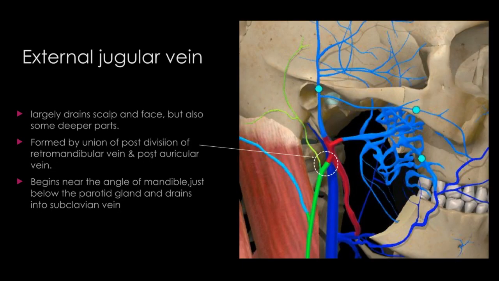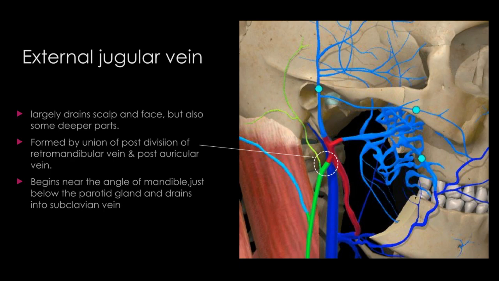The external jugular vein drains a large area of the scalp. With the whole veins over here, everything is coming and draining into the external jugular vein. The external jugular vein, as I told earlier, is formed by the union of the posterior division of the retromandibular vein, as well as the posterior auricular vein in this region. So in this region you can see the formation of the external jugular vein.